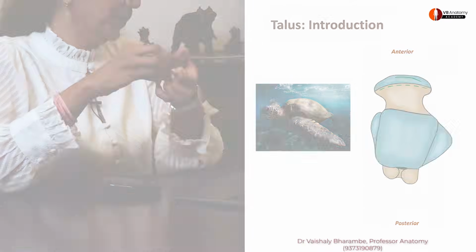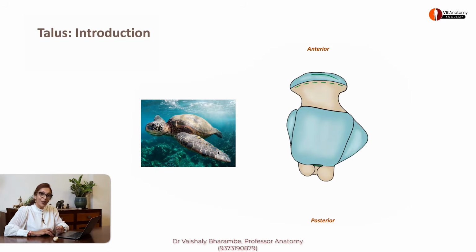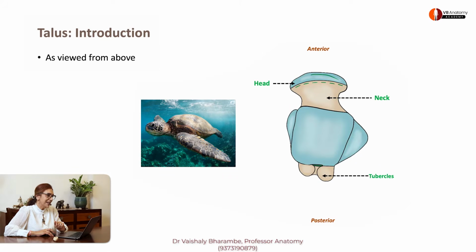Come. So here is our tortoise or the talus. Okay, as viewed from above, tubercles posteriorly, you just saw that. This is the head and this is the narrow neck. The head, neck and posteriorly you find that beautiful trochlear, the shell of the tortoise, which is the body of talus. Right. The head is rounded, okay, and it articulates with the navicular bone.